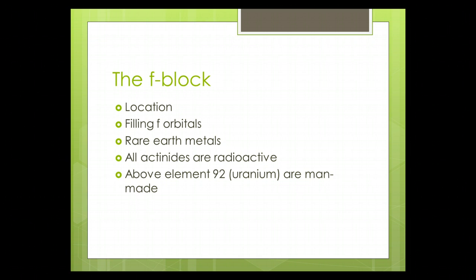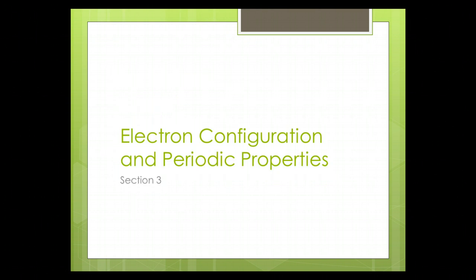All the actinides are radioactive, and those above element 92, which is uranium, are man-made. They're called transuranium elements. Some of those are unnamed at this point because they're still fighting over who discovered it first. We will not discuss a lot of the properties in the F block, but it is good to know what they are. So that concludes this section.